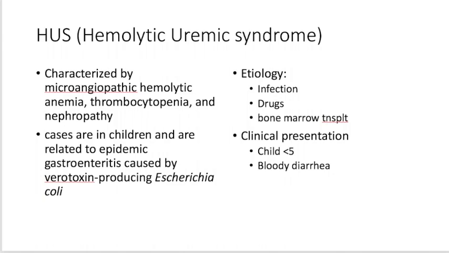hemolytic uremic syndrome, characterized by microangiopathic hemolytic anemia, thrombocytopenia, and nephropathy. Just covering this again because we do have the nephropathy and it's a uremic syndrome. So this is common in children and is related to an epidemic gastroenteritis, verotoxin producing E. coli. Etiology includes infection, drugs, bone marrow transplant. Clinical presentation is a child less than 5 years old that presents with bloody diarrhea.